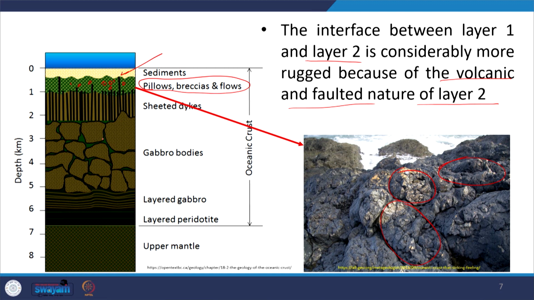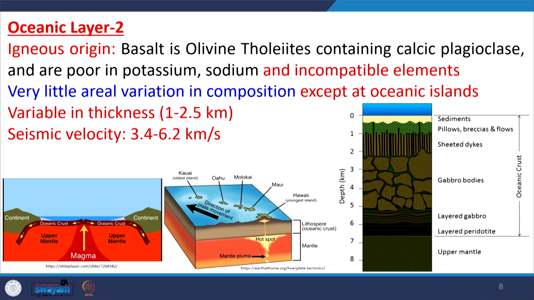So, that means the basaltic magma is originating from here, and once it is erupted here, due to the water content of the sediment and the ocean water, it suddenly quenches and forms pillows. So, layer 2 is pillows, layer 1 is sediment. Layer 2 is of igneous origin. The basalt is olivine tholeiite containing calcic plagioclase and is very poor in potassium, sodium and other incompatible elements. So, we know this basalt is of olivine tholeiite.